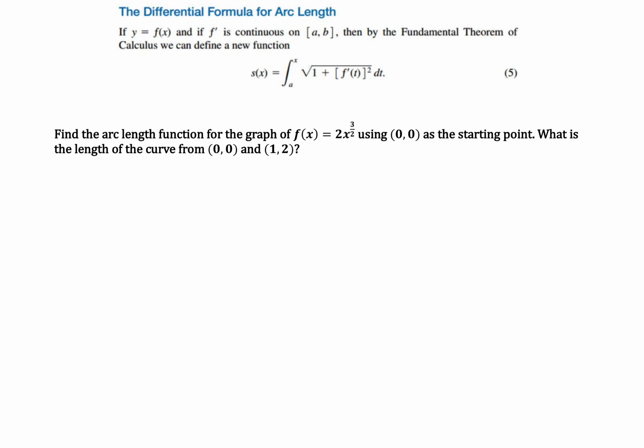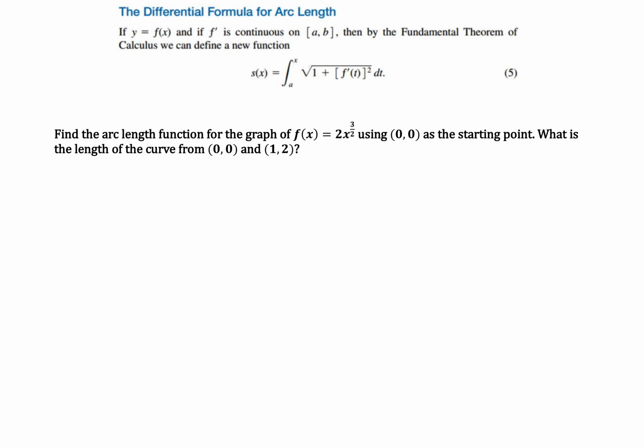The final thing that we're going to look at in this section is the arc length function. It says if y equals f of x and if f prime is continuous on the interval from a to b, then by the fundamental theorem of calculus, we can define this function s of x, which is equal to the integral from a to x of the square root of 1 plus f prime squared dt.